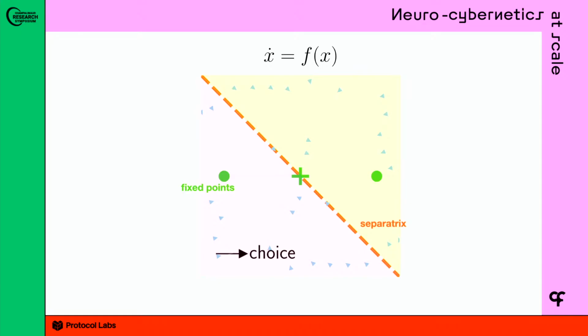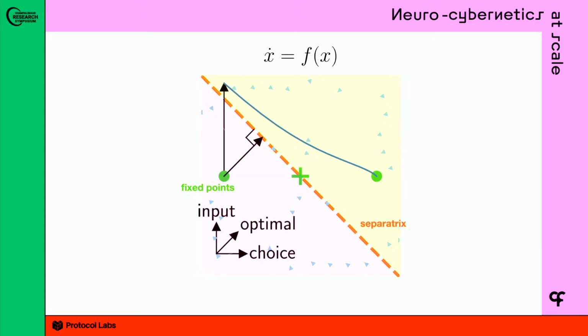Why is this a useful thing to know? Well, let's say this is your choice axis, which is whether you decide A or B. And this is the input direction. Let's say you have an input that moves you across from one basin to another. And maybe there's some sort of an optimal direction which can move you to the separatrix and change your decision in the easiest way. So if you're interested in decision making, maybe you want to know these.